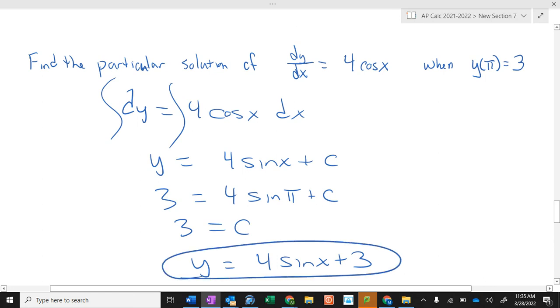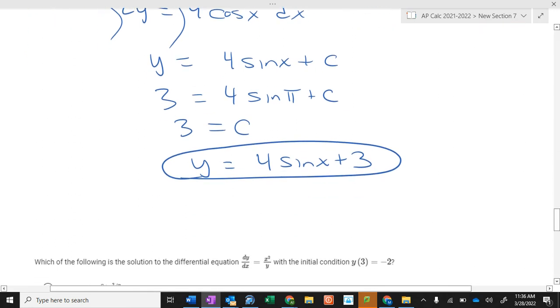So if it had been pi over 2, would sine have been 4? I mean, if it would have been pi over 2, then the sine would have been 1. So it's 4 times 1. And then you do the math from there.